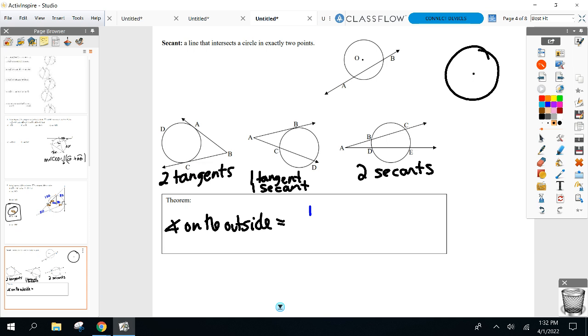You're going to do 1/2 of 2 arcs again. With the floater angle, you did what to the 2 arcs inside the parenthesis? You added them. If the angle's on the outside now, you subtract 2 arcs. All right? It's half the difference of the 2 arcs. And I'll show you what I mean by the 2 arcs here now. So subtracting 2 arcs and taking a half at the end.